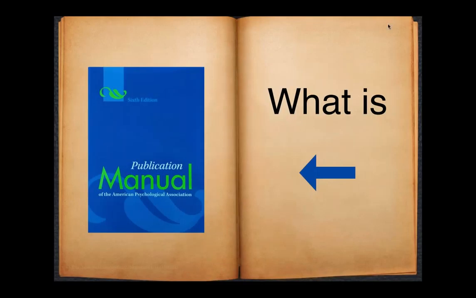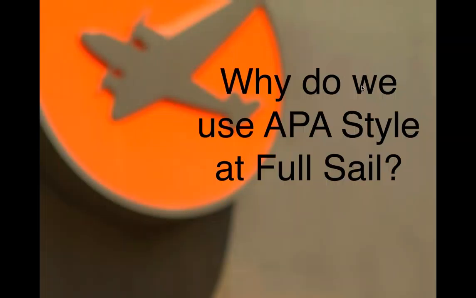Okay, so what is APA? APA stands for the American Psychological Association. APA style rules were created by the American Psychological Association, and they can be found in APA manuals. The manual provides guidelines for writing as well as proper documentation of sources. The first APA manual was published in 1952, and APA puts out a new manual every couple of years. We currently follow the 6th edition.